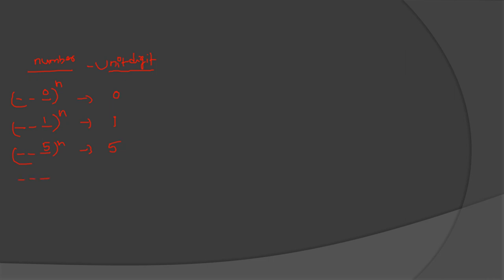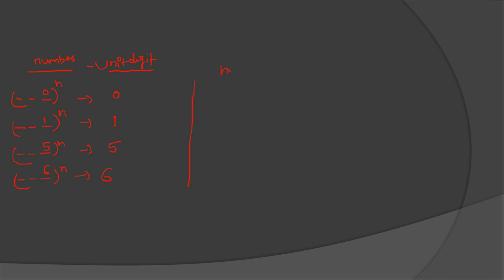Next one, 6. 6 power n. Now tell me, 6 power 1, unit digit 6. 6 square is 36. 6 cube is 216. So 6 power anything, unit digit 6. For the numbers 0, 1, 5, 6, power anything, we get the unit digit as 0, 1, 5, 6. Here we completed 4 numbers, right?